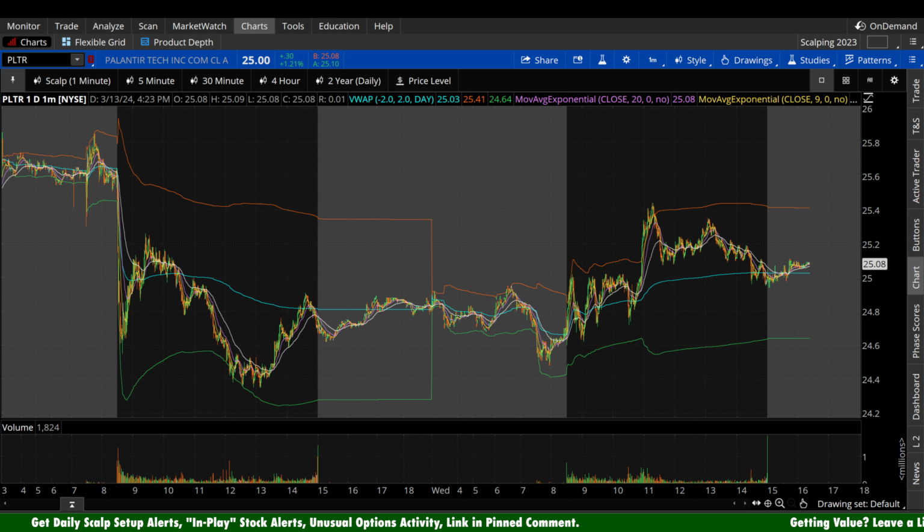Today we're taking a look at Palantir Technologies stock, ticker symbol PLTR, on a variety of time frames in anticipation of the next trading day, Thursday, March 14th.